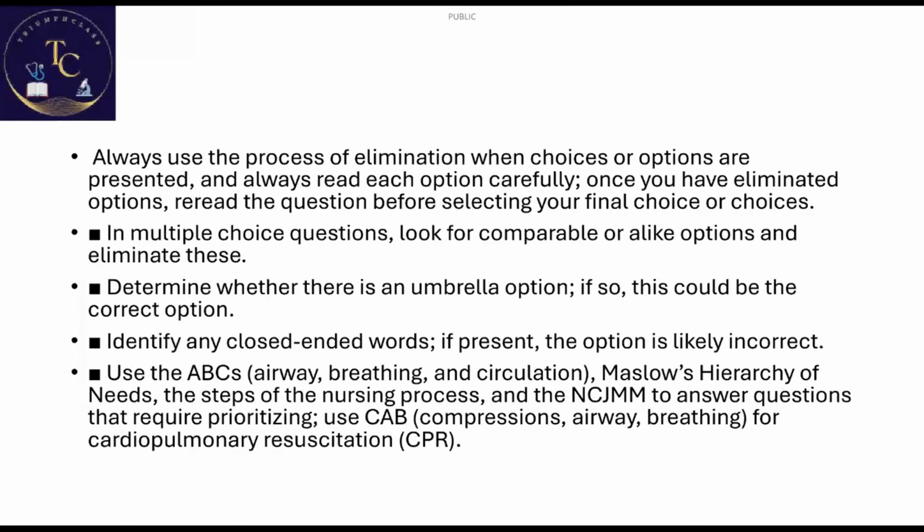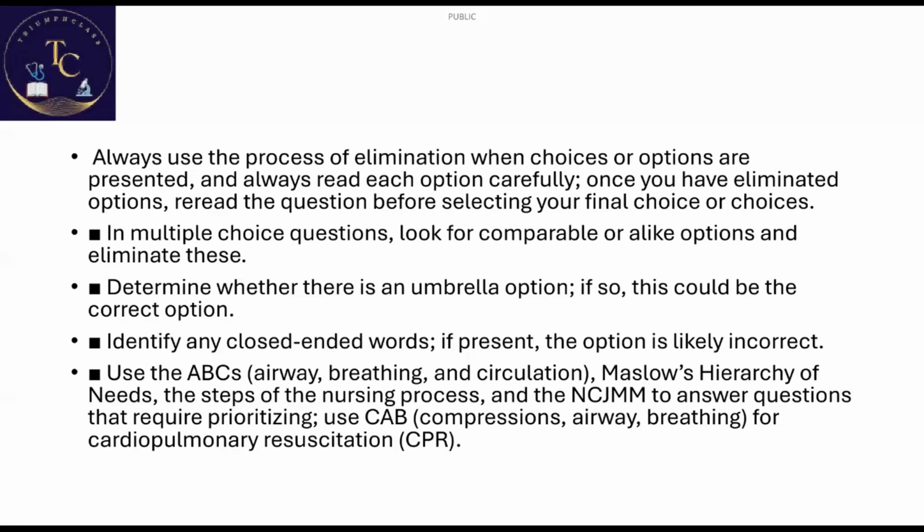Then in answering the question, always use the process of elimination when choices or options are presented, okay? So for instance, you've been given a scenario and then you have to choose from an option. They are saying you should use the elimination method. There are certain questions where you could see that something does not even apply here, okay? So you first have to eliminate those things. Then you can think about what answer will fit the question at the moment.